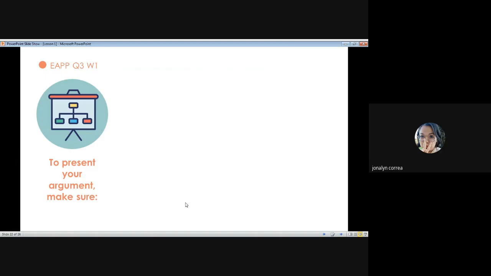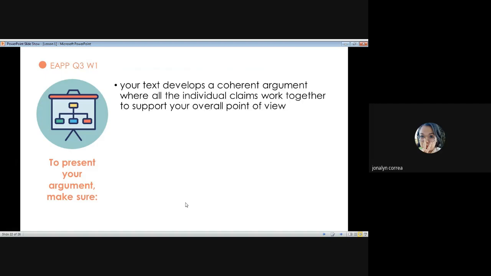Now you are to present. Before presenting, you make sure that first your text, or what you have written, should develop a coherent argument where all the individual claims work together to support your overall point of view. Baka naman yung point of view mo is ikaw lang yung may ganong point of view. So you should always try to consider the others' point of view.